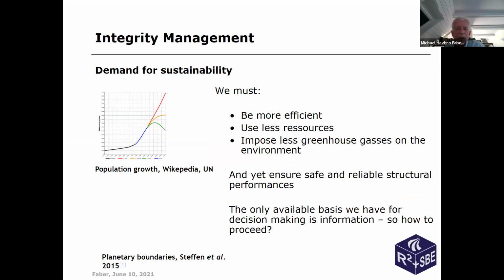Now, in the ongoing demand for sustainability, we also need to be more efficient in general, to use fewer resources and impose fewer greenhouse gases on the environment. But at the same time, we still need safety for people and reliable structural performance in support of the services of the structures and infrastructure. So this is the challenge, and this is what we do. And this is also what is being done in many industrial practices. And the only available basis we actually have for decision making is information.